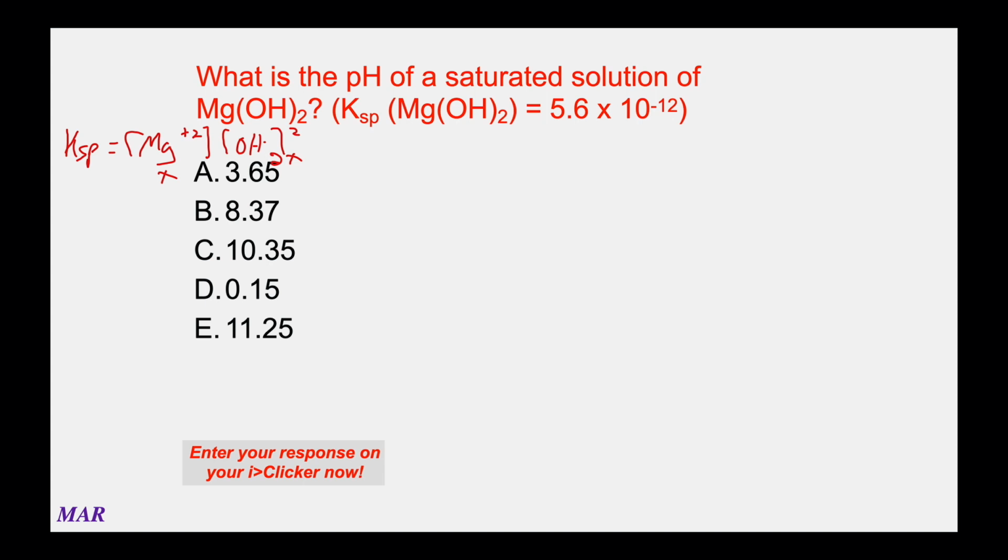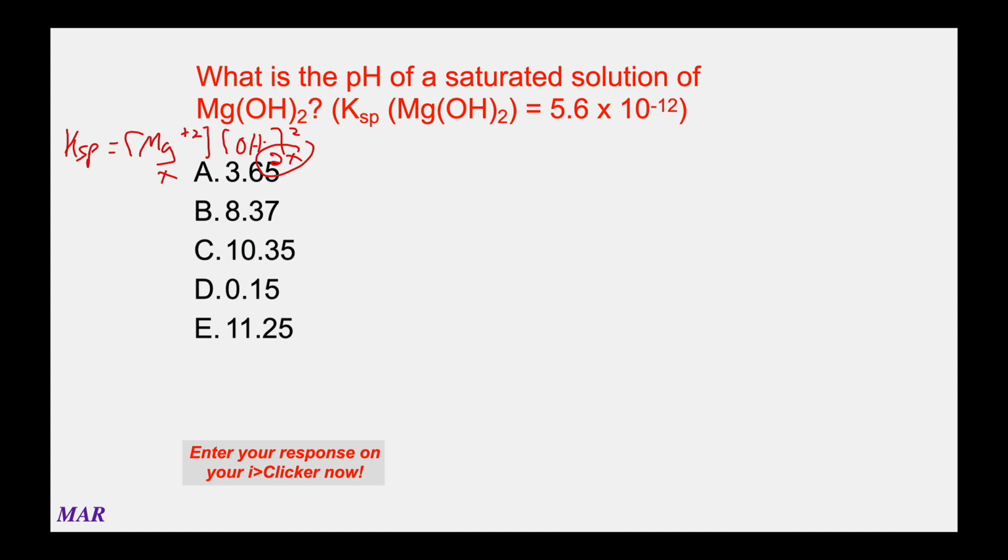So to solve for x, Ksp divided by 4, and you take the cube root of it, that'll give you the solubility of the magnesium hydroxide. Now, to figure out hydroxide, which is getting closer to what we want, we have to multiply the solubility by 2. That's one little trick in there. So once you get solubility, multiply it by 2, and that will equal hydroxide.